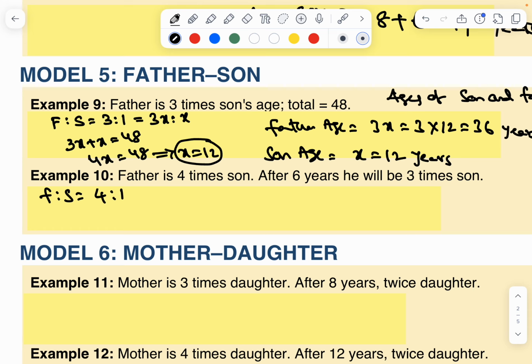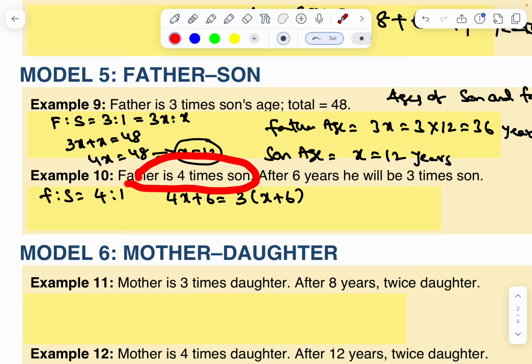Okay. You can observe after 6 years. After 6 years means 4x plus 6 is equal to 3 times his son, 3 into x plus 6. Do you understand or not?